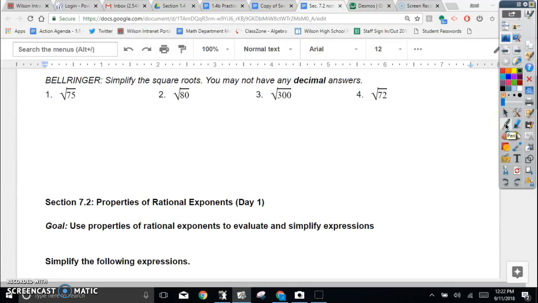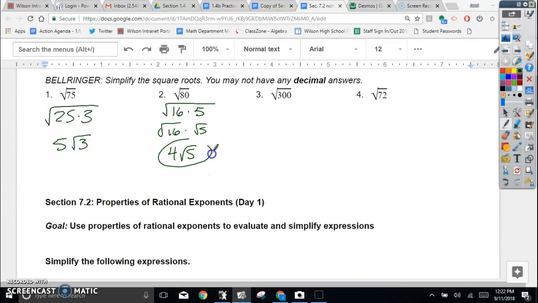So let's go ahead and start here. We're going to break down the square root of 75. Notice no decimal answer. So 25 times 3 is your best bet here. Square root of 25 is 5. So you get 5 times square root of 3. For 80, this will be 16 times 5. So that would be square root of 16 times the square root of 5. So that would be 4 root 5.